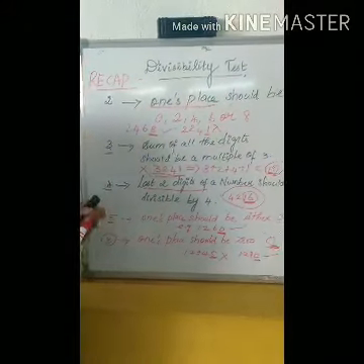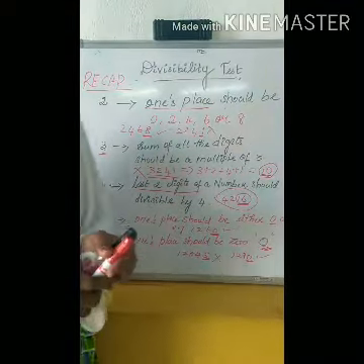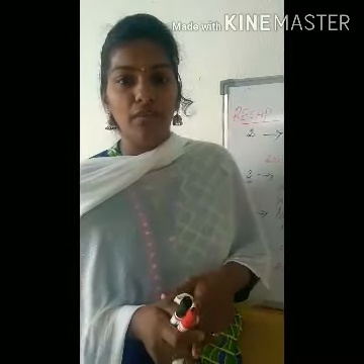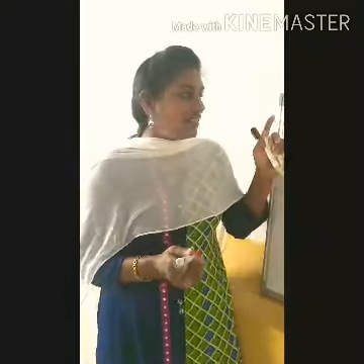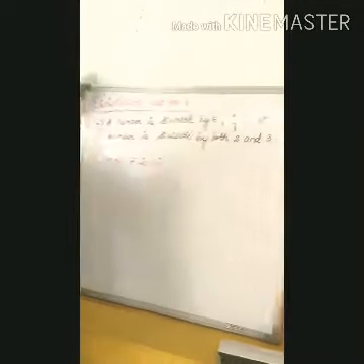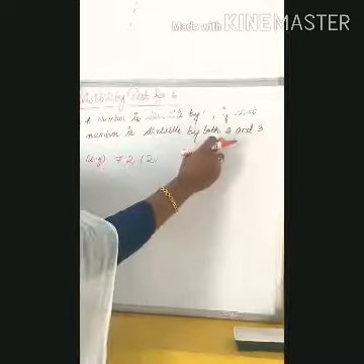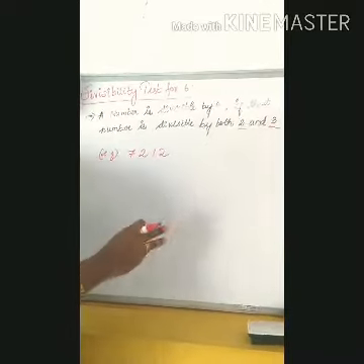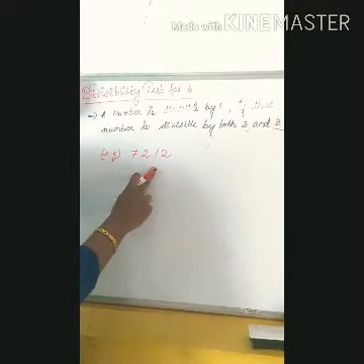Now we will learn about the divisibility test for the remaining numbers like 6, 7, 8, 9 and 11. Okay children, now we will see the divisibility test for 6. A number is divisible by 6 if that number is divisible by both 2 and 3. It should satisfy the rule of 2 and it should satisfy the rule of 3. Then the number is divisible by 6.